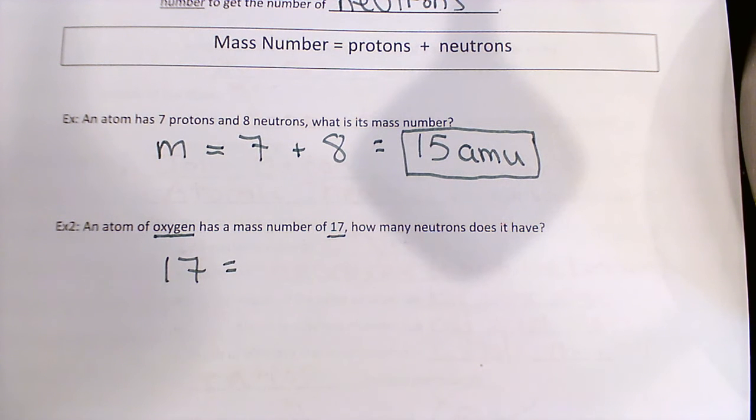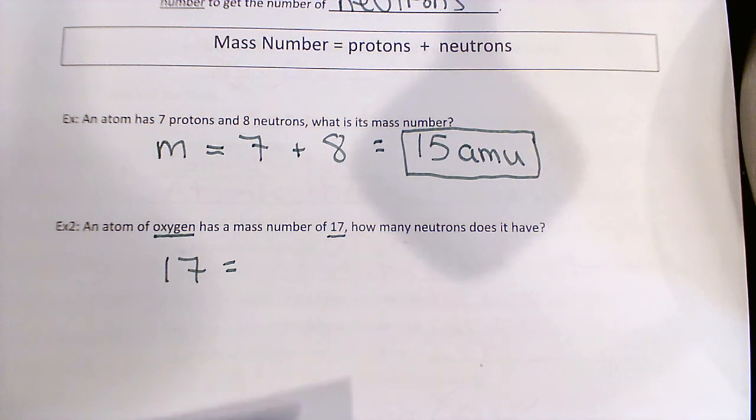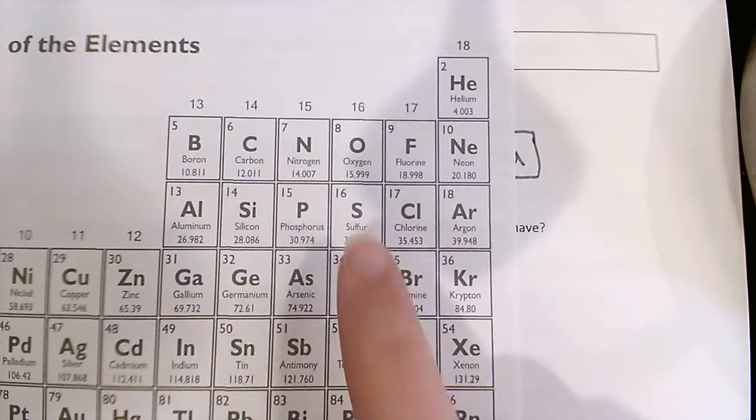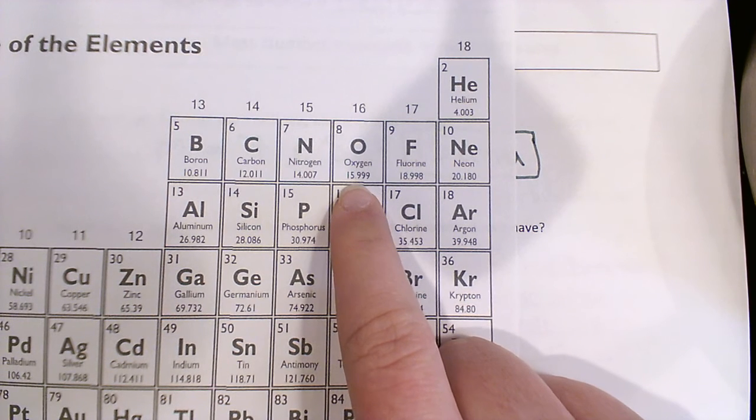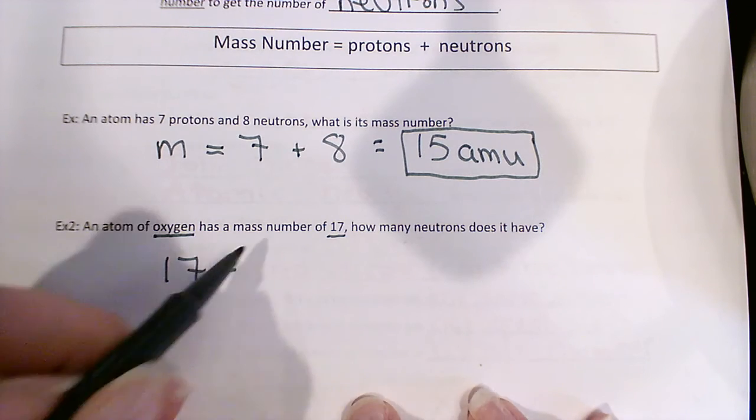And then that's the only number we're given. We only have one number, okay? But we're told that it's oxygen. So I go to my periodic table, I find oxygen. How many protons would any atom of oxygen have to have? 8. Okay, it has to have 8 protons.